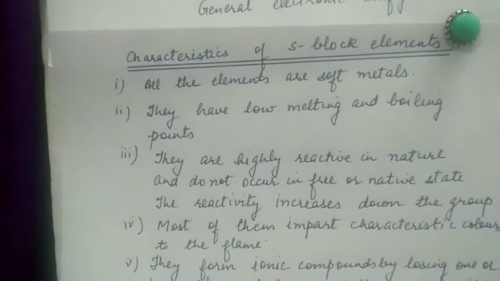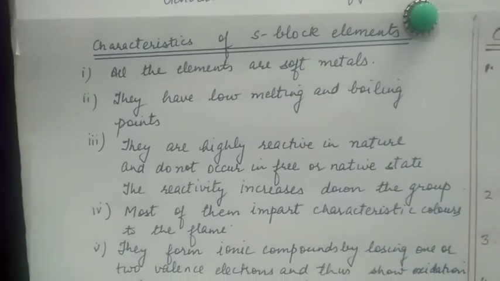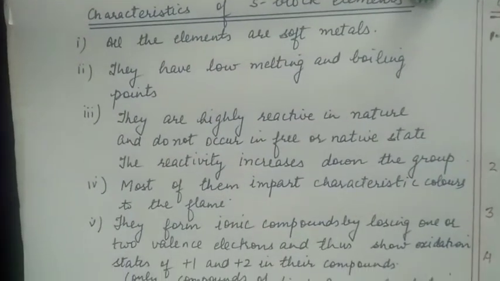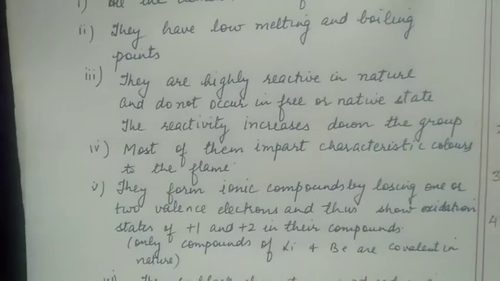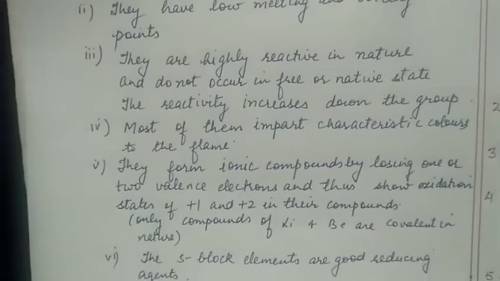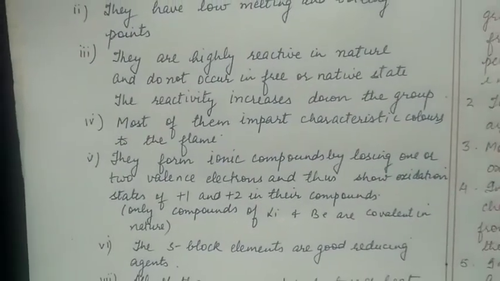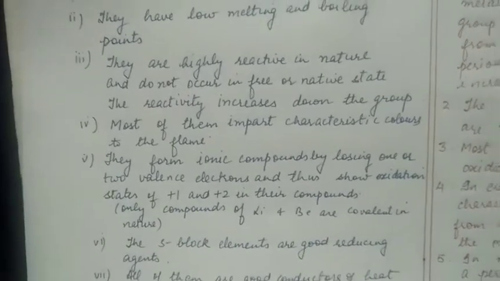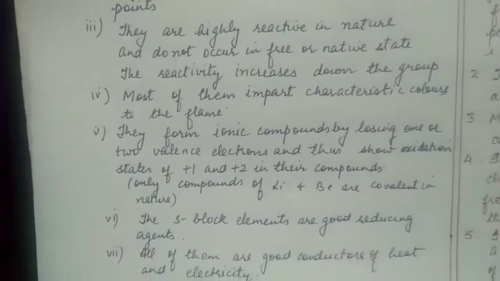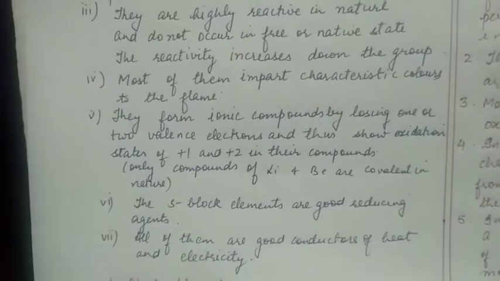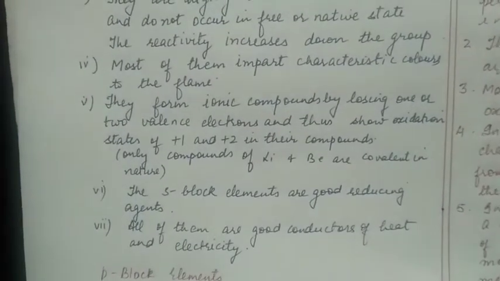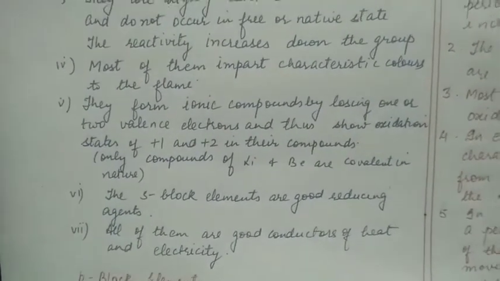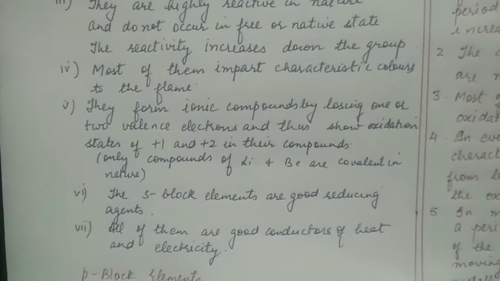The characteristics of S block elements: all the elements are soft metals. They have low melting and boiling points. They are highly reactive in nature, do not occur in the free or native state, and reactivity increases down the group. Most of them impart characteristic color to the flame. For example, sodium imparts a golden yellow color to the flame.